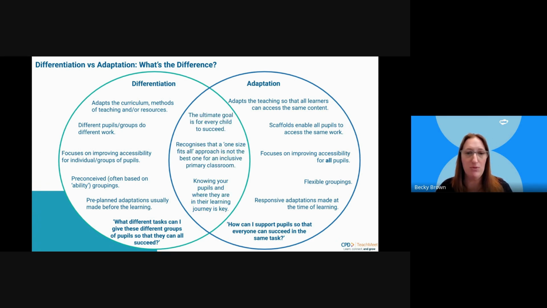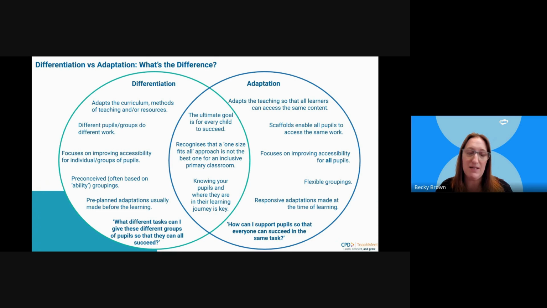The ultimate goal is for every child to succeed. That's why we're in education, isn't it? That's why we're teaching. That's what we're doing in our classrooms every day. There is a recognition that a one-size-fits-all approach is not the best one for an inclusive primary classroom. Children are not robots. They are not data. They are individual children with individual needs, and they will be coming to the lesson with a slightly different experience before the lesson, and maybe something's happened at break time. We know that a classroom is a very fluid place, so we have to appreciate that.